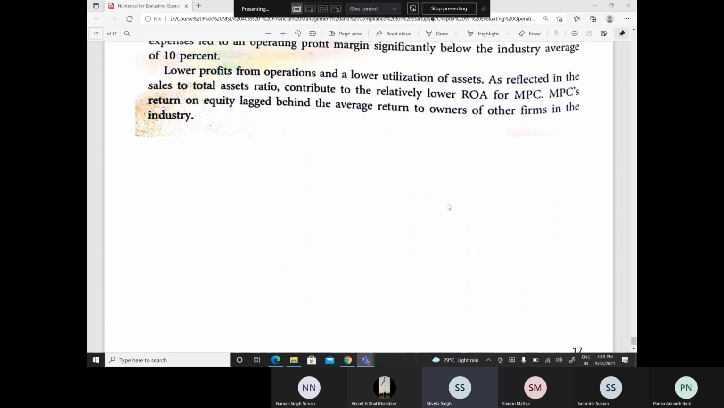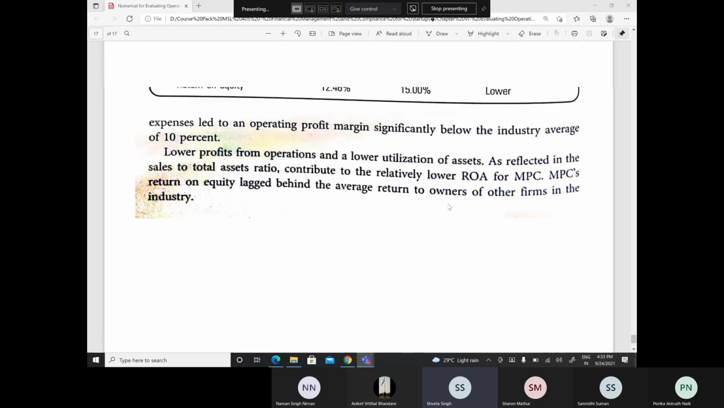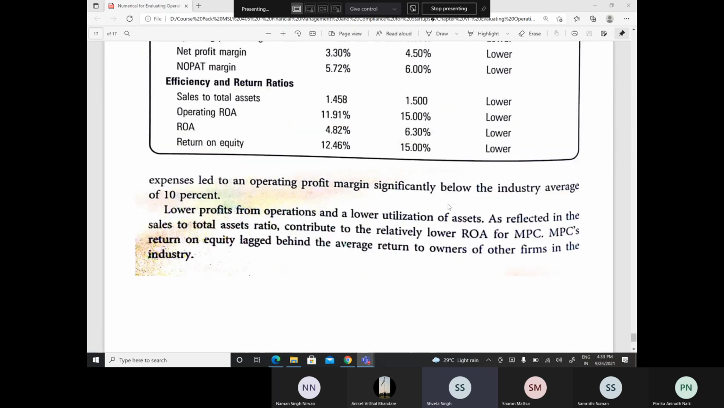Lower profits from operations and a lower utilization of assets, as reflected in the sales to total assets ratio, contribute to the relatively lower ROA for MPC. MPC's return on equity lagged behind the average return to owners of other firms in the industry. So this is just an example of some of the most commonly used ratios in relation to startups through an example of MPC, and we also looked at the interpretation of these ratios, and an industry comparison with these ratios.